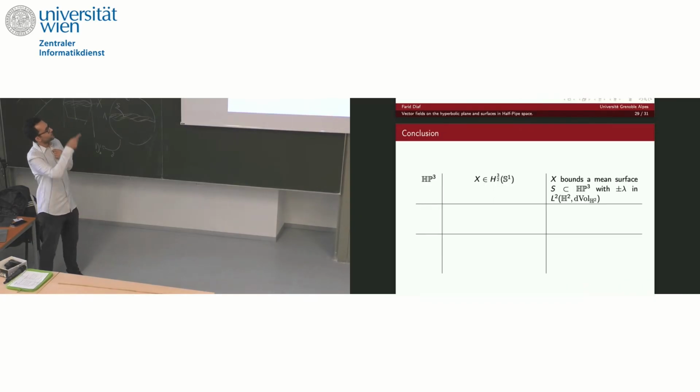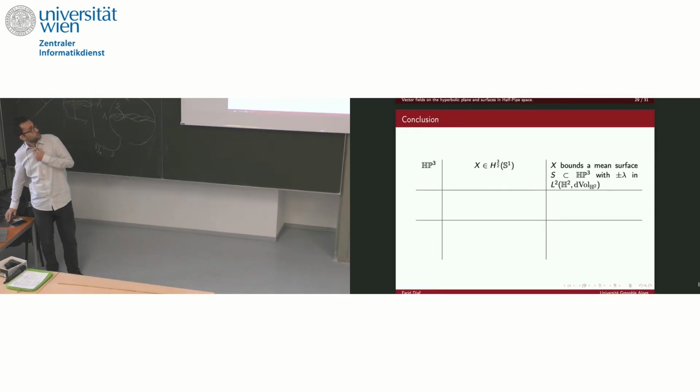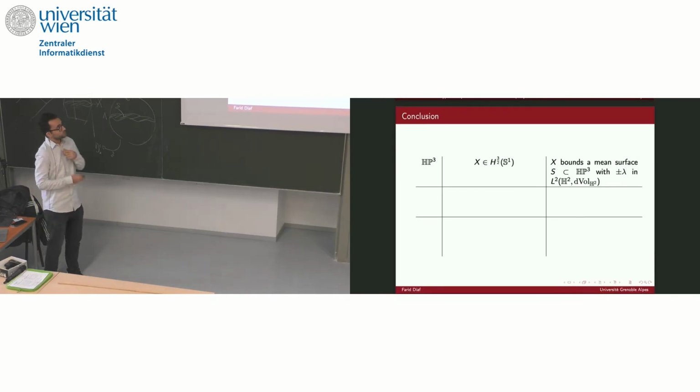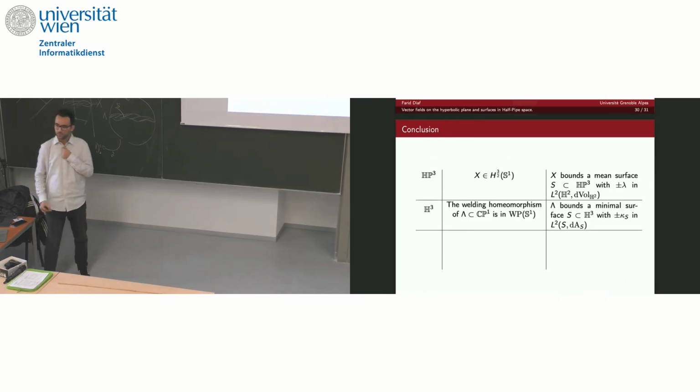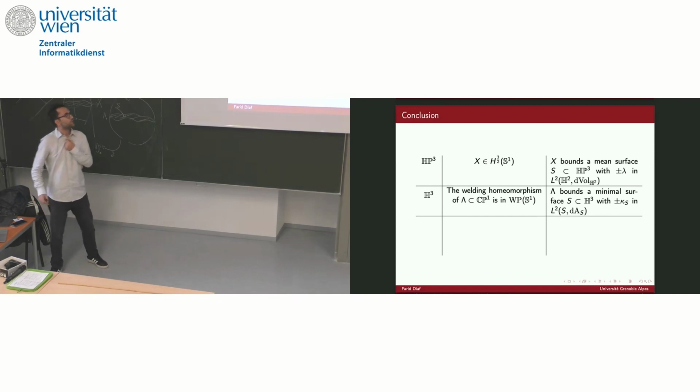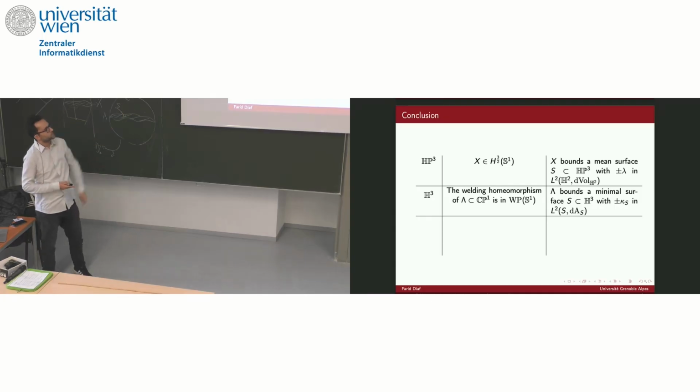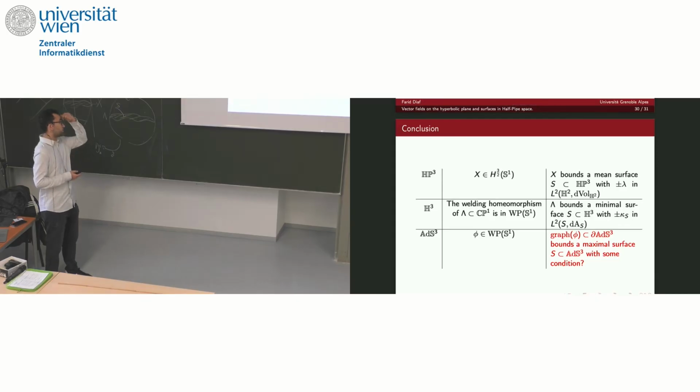Let me summarize. We have our result: x is in H3 half if and only if it corresponds to a mean surface of square integrable curvature. We have the Bishop characterization: the welding homeomorphism of a Jordan curve is Weil-Petersson if and only if the condition holds. And in fact, we also have another problem, which is an open question. We could also try to characterize Weil-Petersson circle homeomorphisms using anti-de Sitter geometry.